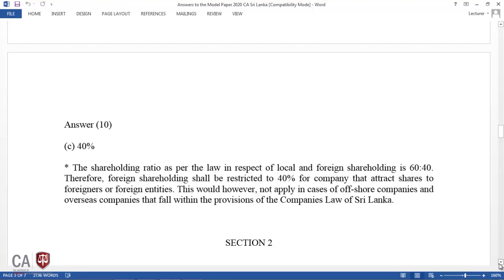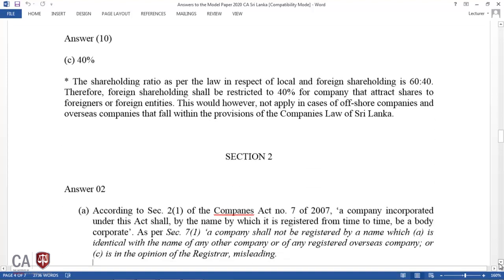This would, however, not apply in cases of offshore companies and overseas companies that fall within the provisions of the Companies Law of Sri Lanka. And also it is not with regard to the owning of a company, but a non-resident can only invest in 40% of the stated capital of the company.